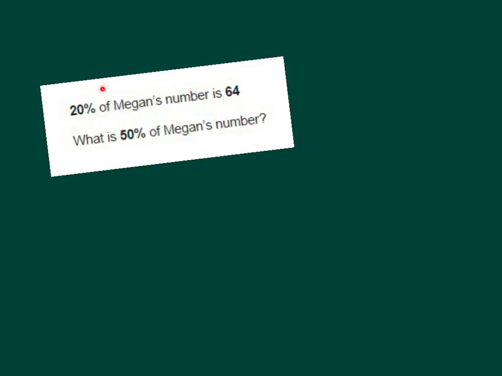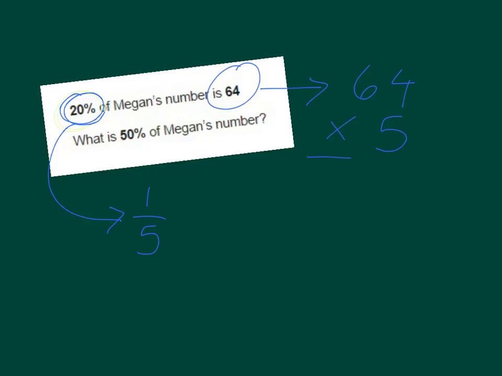Right, here's a slightly different problem where 20% of Megan's number is 64. What's 50%? Well, I need to worry about this bit first. 20% of Megan's number is 64. To know 50% of the number, I actually need to know what 100% of it is. Well, that's not too hard, because I remember from my maths lessons that 20% is 1/5, which means if I multiply 64 by 5, I'll have the number. There's my number, 320. However, that doesn't answer the question.